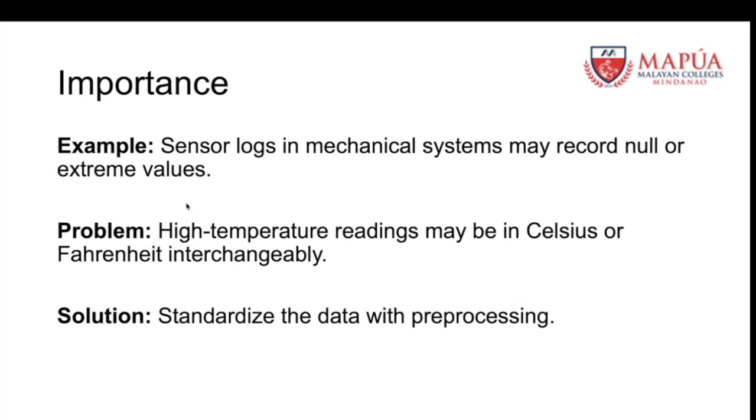Its importance, for example: sensor logs in mechanical systems may record null or extreme values. So sometimes when we test, we get no data, or the sensor gives extreme values, which are outliers. The problem is that in high temperature readings, sometimes the sensor records Celsius or Fahrenheit interchangeably. So we need to clean that data first before we feed it into the AI model. And the solution again is to standardize. So what I said is, we have to standardize the data with pre-processing.